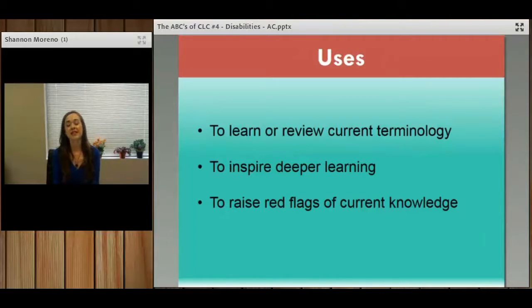So some different uses of the information today. Again, we're just going to be talking about terms, vocab, phrasing. Really, it's to either learn for the first time or maybe review, as this is fairly familiar to you, what current terminology is considered to be best practice or the most appropriate. We also hope that this will inspire deeper learning.